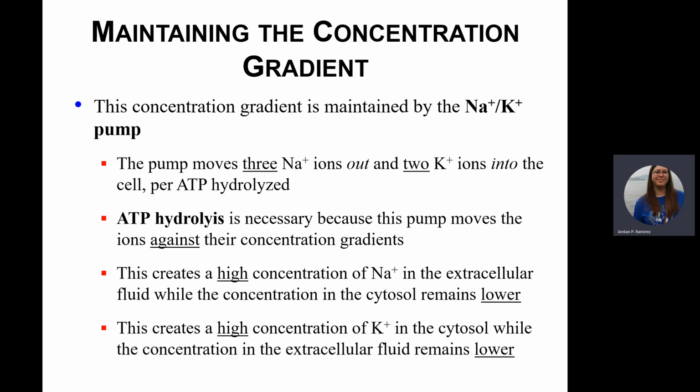So this concentration gradient is maintained by the sodium-potassium pump. If you remember the sodium-potassium pump, that was way back in chapter 3. We talked about this, but I'm going to kind of summarize here. The pump moves 3 sodium ions out and 2 potassium ions into the cell per ATP hydrolyzed, per energy unit used. ATP hydrolysis is necessary because this pump moves ions against their concentration gradients.